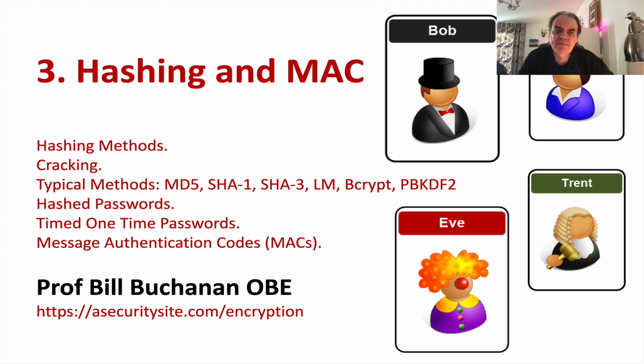Then we'll move on to hashing methods, and we'll look at the typical methods that we will use, such as MD5 and SHA-1 and so on, especially looking also at the slow hashing methods such as bcrypt and PBKDF2. Then how we take a password and create a hash of it is very important in terms of creating encryption keys. And along with this, we'll look at what are called timed one-time passwords, where we can create a password that only exists for a certain amount of time. And then finally, we'll look at what are called MACs, or message authentication codes.